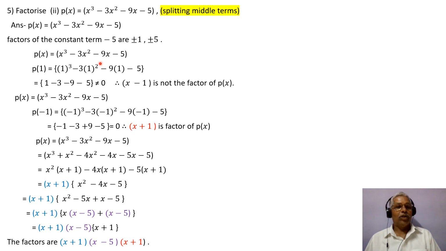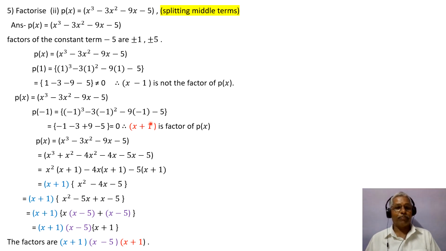We know that P(1) is 1 cube minus 3 into 1 square minus 9 into 1 minus 5. Okay, so if you solve all this, you don't get 0. So x minus 1 is not a factor of P(x). We have seen this earlier also. Okay, so now checking for minus 1. So P(minus 1) is minus 1 cube minus 3 into minus 1 square minus 9 into minus 1 minus 5. So you solve this, you get 0. So x plus 1 is a factor of P(x).